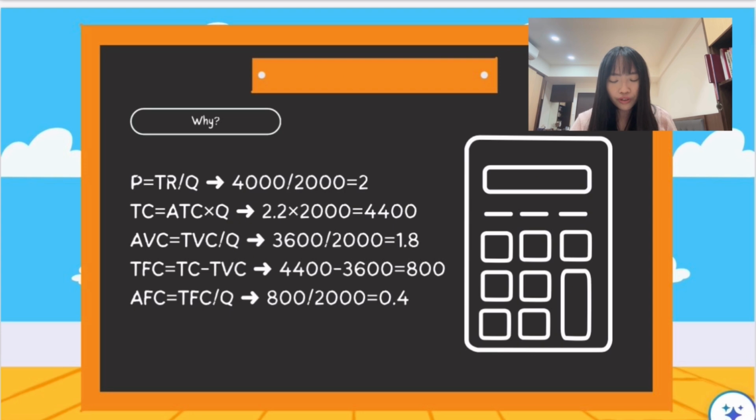Finally, average fixed cost is calculated by dividing total fixed cost by Q, quantity. We previously determined total fixed cost to be 800, and dividing it by quantity 2,000 yields average fixed cost as 0.4.